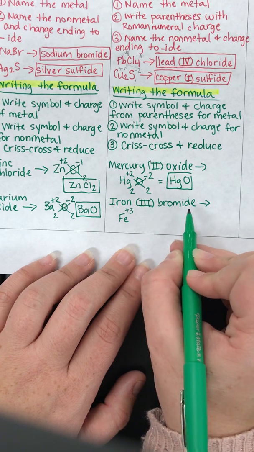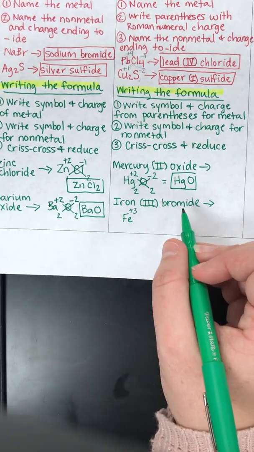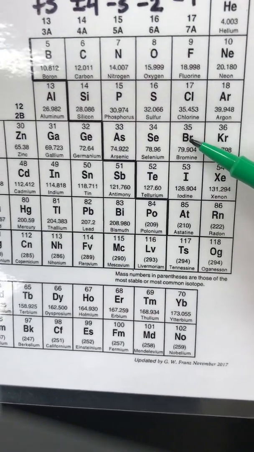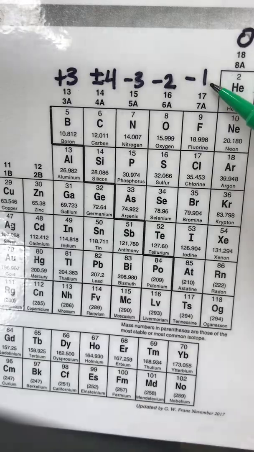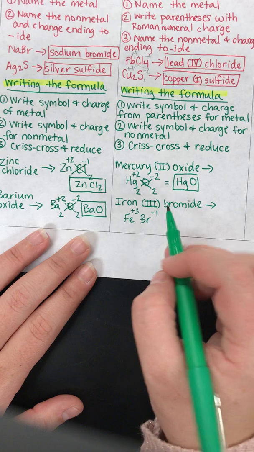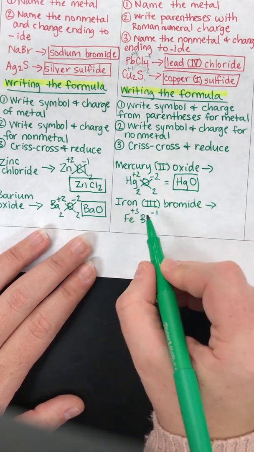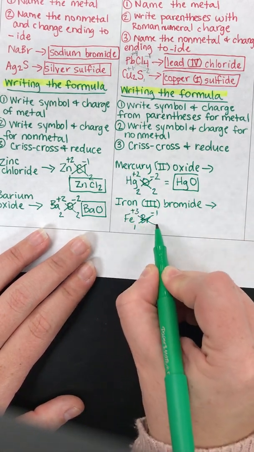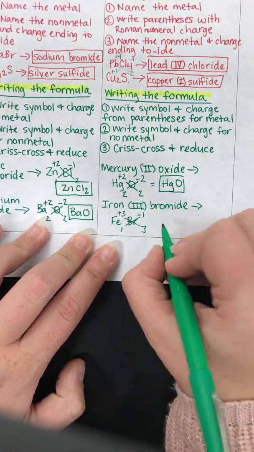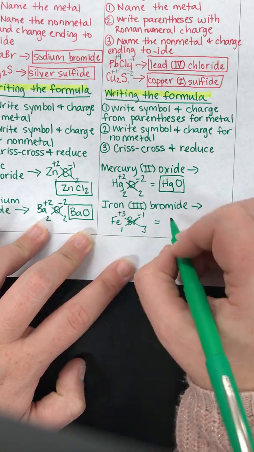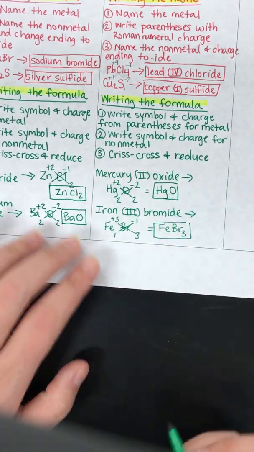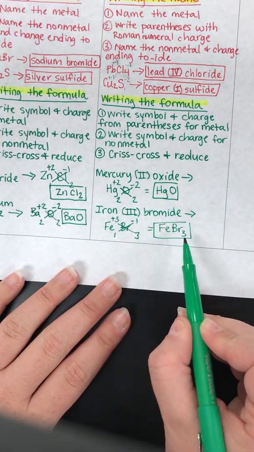All right, then bromide is bromine. So that symbol from the periodic table, bromine's right here, and the symbol is Br, and the charge right above the group is -1. So I'm gonna write Br with a -1 charge. All right, step 3, crisscross and reduce. So this 1 comes in between, this 3 goes on the outside, the positives and negatives go away. So I don't write 1s in formulas, and I can't reduce a 1 and a 3, they're not the same. So it's gonna be FeBr3.